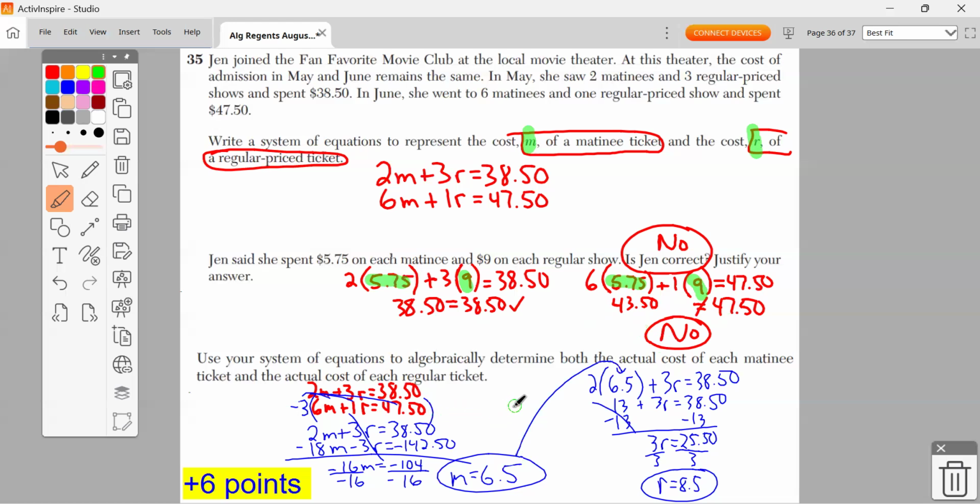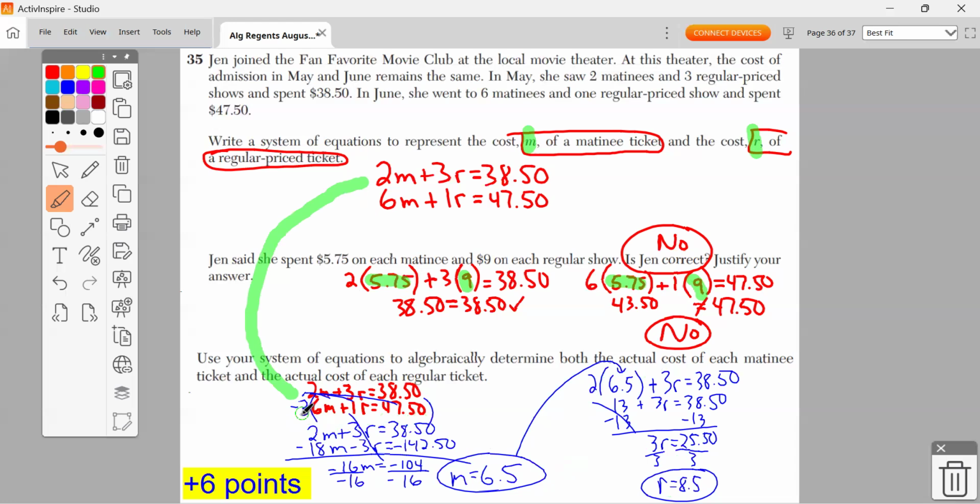Use your system to determine the actual cost. So now they want you to actually find it. So we got 2 credits for setting it up, 1 credit for doing the check, 1 credit for saying no. And then we want to find M and R for the 5th and 6th credit. So I want to actually solve this original system. So I just took this original system and rewrote it down here. What I want to do is multiply to create opposites. I want to multiply to either cancel out the M's or cancel out the R's.